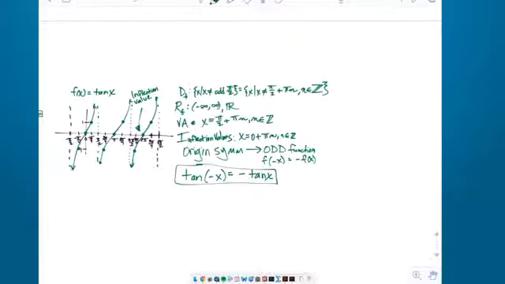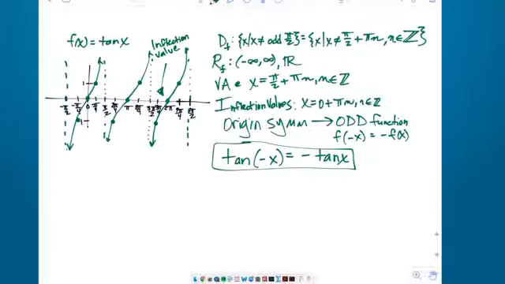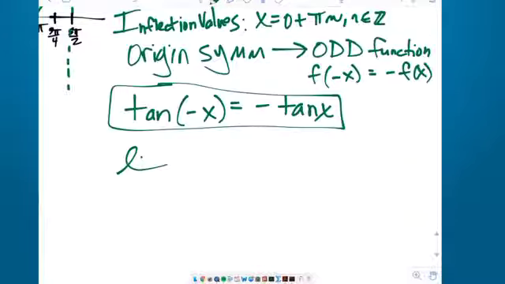Two other features of this graph that I want you to maybe pick up on. Let's look at end behavior. Let's do end behavior. The limit as x goes to infinity of tangent of x.